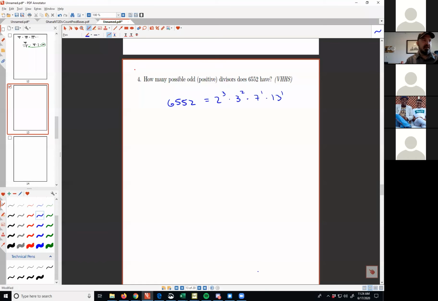Good, I got the same thing. So we don't just want to count the divisors now. We want to count the odd divisors. How does that change what we're doing? Well, now we can't use any powers of 2 because then it's no longer odd since it can be evenly divided by 2. So we only look for the sum of divisors using the odd prime numbers there.